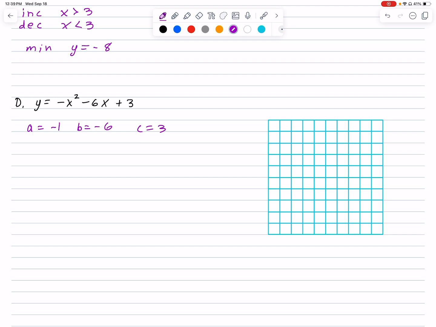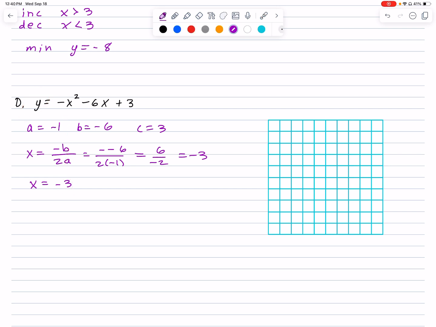So we're going to use our formula. In order to find the x coordinate of the vertex, we use our formula x equals -b/2a. Please memorize this formula. This is for standard form. So we get -6 over 2 times -1, which equals 6 over -2, which is -3. So our axis of symmetry is the vertical line x equals -3, and our vertex is the point -3, something.